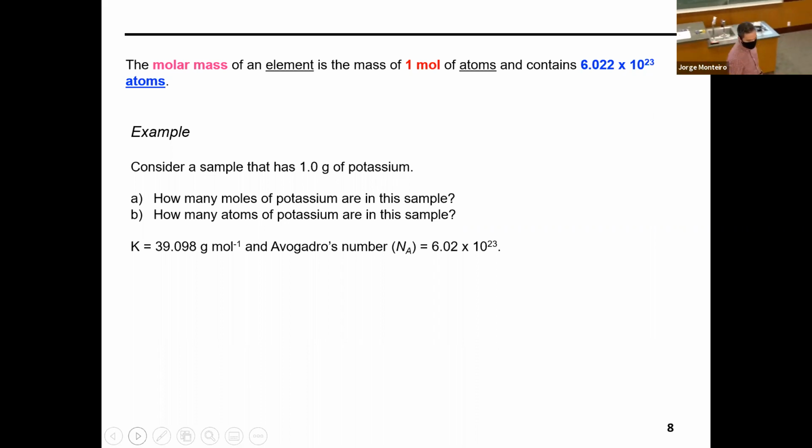Any questions regarding mole, atoms, or moles? All right. There are no questions. Yes.